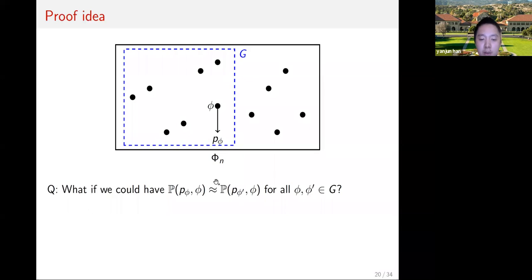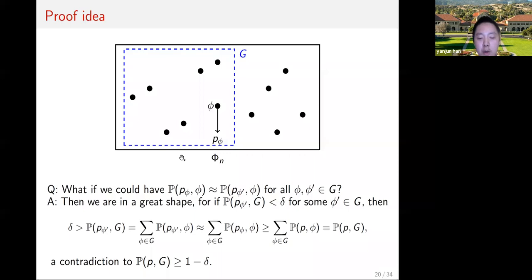Specifically, let's ask the following question. What will change if we could have the probability of phi under P phi approximately equal to the probability of phi under P phi prime, for any phi and phi prime? I have to say that this condition is unlikely to hold in practice, because when phi and phi prime are very far apart from each other, we should expect that the probabilities of the profile phi under P phi and P phi prime should be quite different. However, if we could know that, then we are actually in a very great shape.